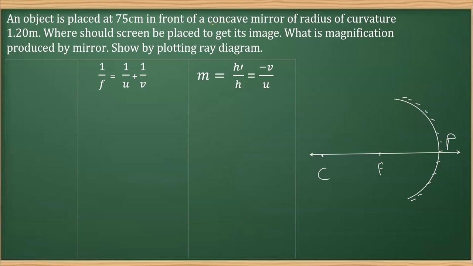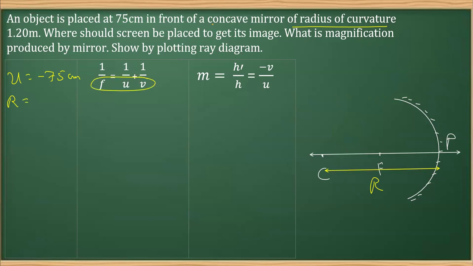So the information that we have is, number one, the object distance, which is denoted by U. And as you know, by convention, the object is always kept on the left-hand side of the mirror. So we'll be taking U as minus 75 centimeter. And the radius of curvature is 1.25 meter. As you know, the radius of curvature of a concave mirror is measured to the left of the mirror. That means this distance is the radius of curvature, and as we can see here, it is to the left of the mirror. So by convention, this will also be negative.